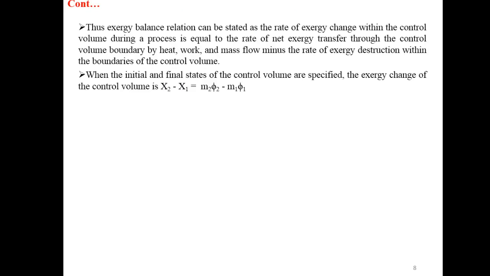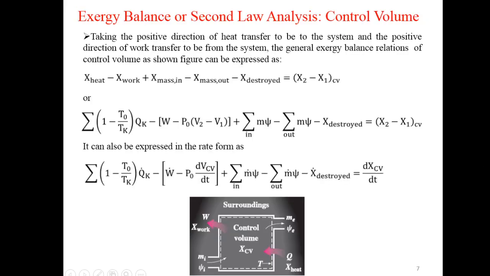When the initial and final states of the control volume are specified, the exergy change of the control volume will be given in this way. X2 minus X1 will be equal to mass m2 times the exergy per unit mass, minus m1 times the exergy per unit mass. So we have done the exergy balance for the control volume.